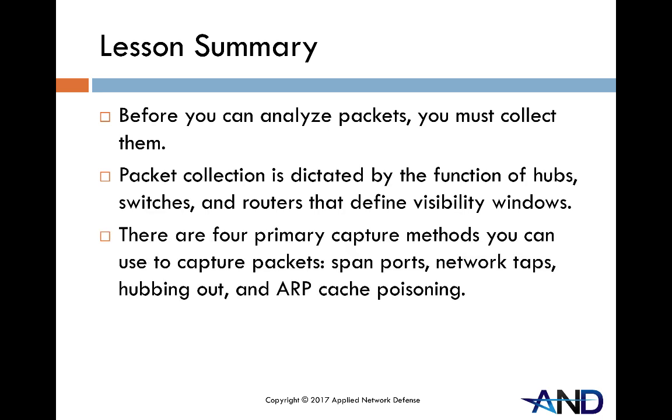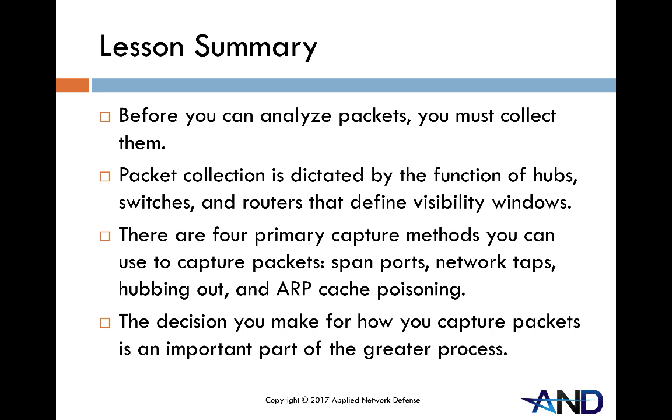Now, to that end, I talked about four primary capture methods you can use to collect packets. Those were SPAN ports, network taps, hubbing out, and ARP cache poisoning. And we talked about each of those. I did a couple of demos. We talked a little bit about the pros and cons of those things. Now, the decision for how you capture packets is an important part of the process, and for that reason, I talked about a couple of tenets or best practices of packet capture, and I introduced a flowchart you can use to help make that decision along the way.